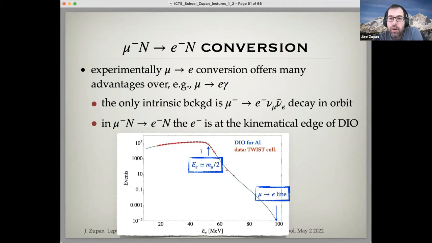While before, with mu to E gamma, we were sitting here, no? So just as a comparison, it's not the same process, but just to guide the eye. Before, we had to measure something which was here. Now you're at the very edge, very, very edge. All right. So that's the gain: you can suppress this intrinsic background if you make a very good measurement of the outgoing electron.